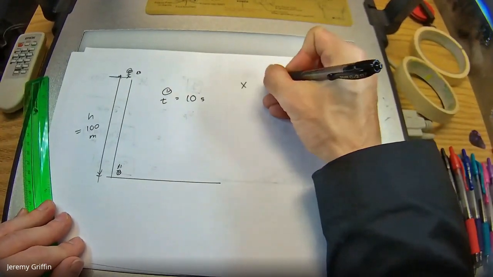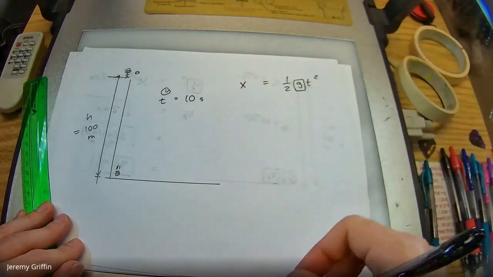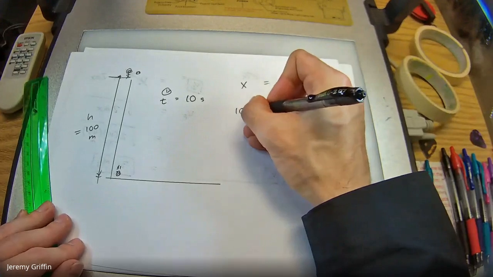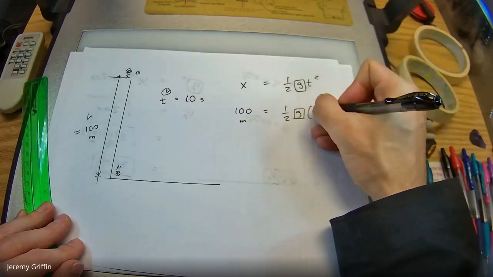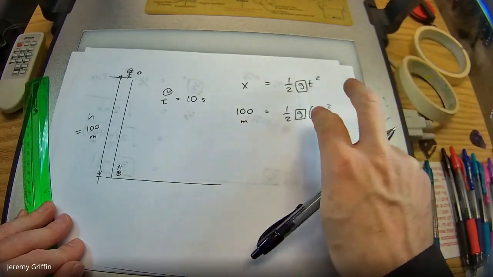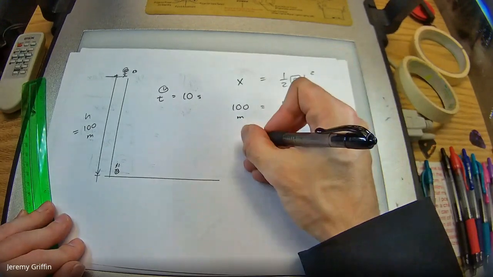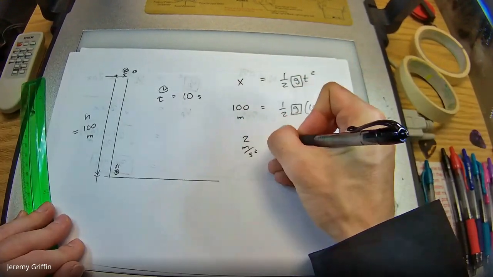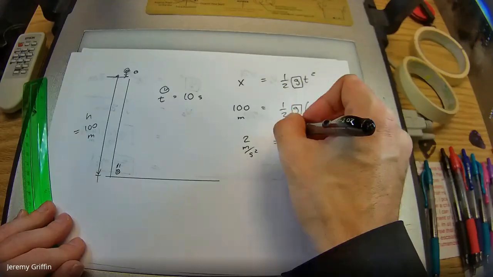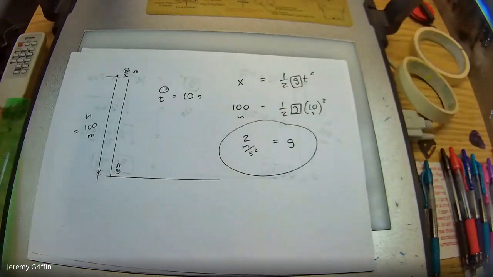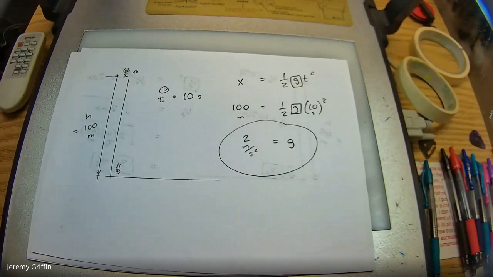Let's try this. Maybe x equals 1/2 gt squared. Starting from rest, it boils down to that, right? 100 meters equals 1/2 g, took 10 seconds, squared. 10 squared is 100, divided by 2 is 50. Divide 50 over, I think that's 2, right? Did I do that right? 2. Yeah, that's right. Oh, actually, that's not too far off from the moon. Moon gravity is pretty close to that, 1.6.